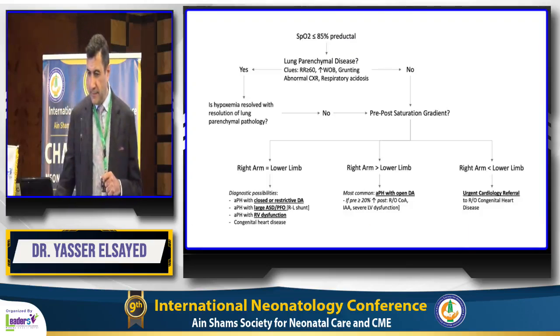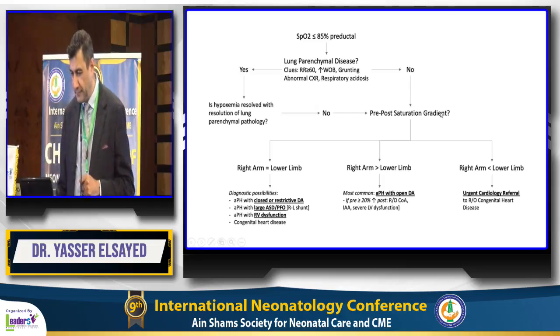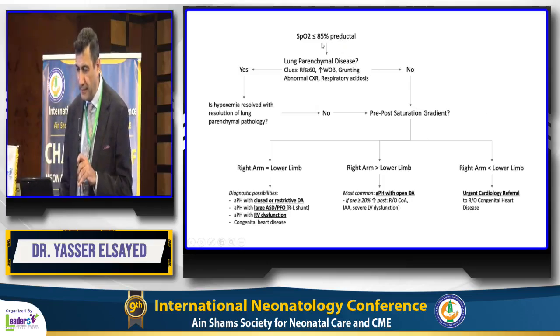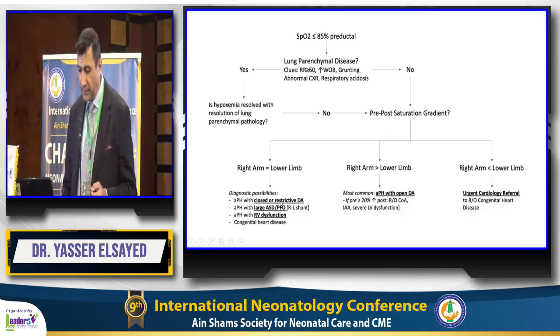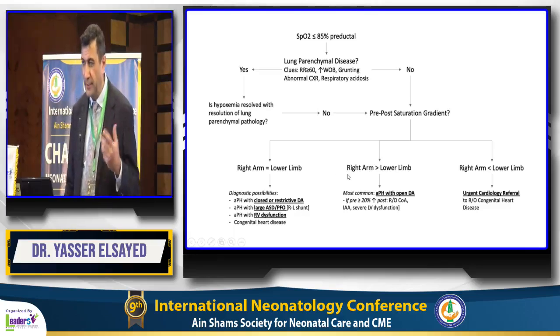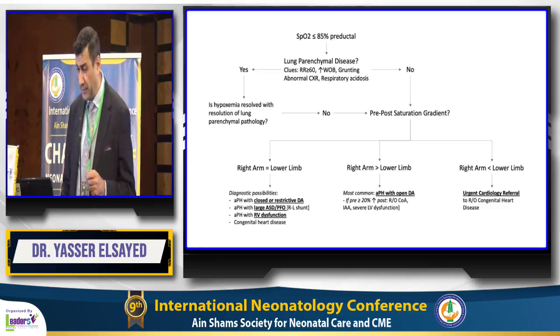And in this algorithm, typically when you have pre-ductal saturation less than 85, you have to check if there is any parenchymal lung disease. If the answer is no, you have to check if there is a pre and post saturation gradient. And you have 3 types of gradients, either right arm equal to the lower limb. It could be with the closed PDA, or it could be with RV dysfunction as well. It could be really severe. So don't consider that pre and post saturation difference is really very reliable. It's reliable in limited situations.